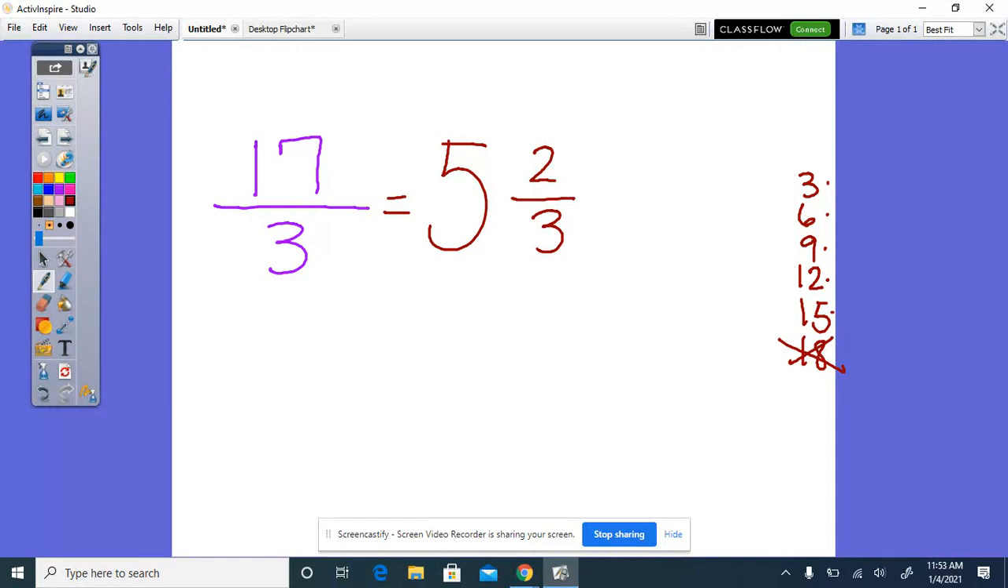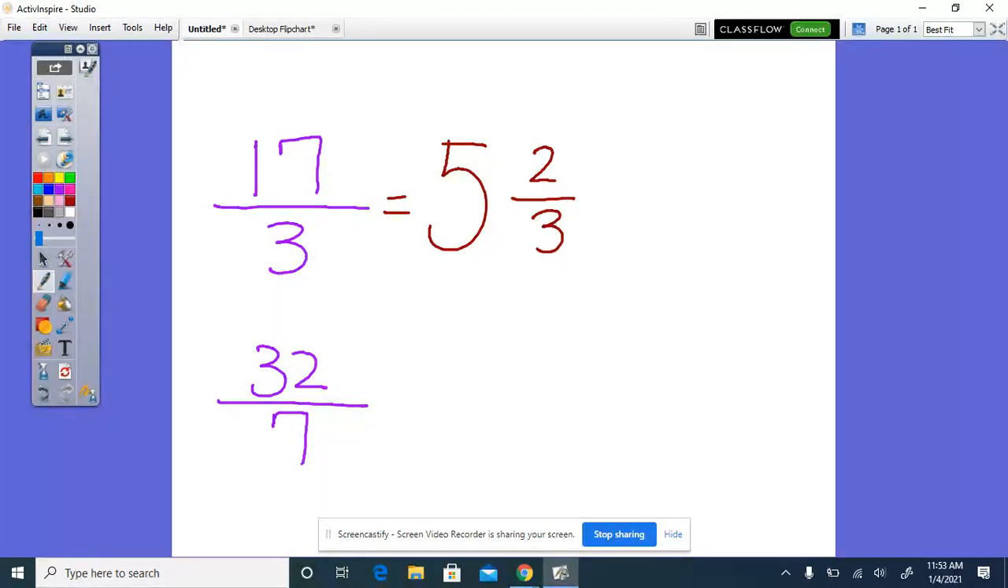Let's try another example. So I'm going to erase this right here. Okay, let's pick a bigger number. Okay, so I have 32 over 7. Another example of an improper fraction.